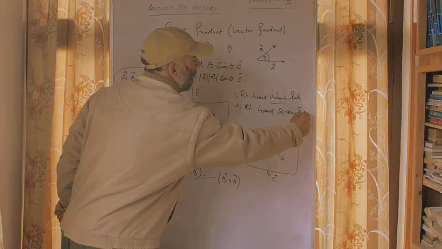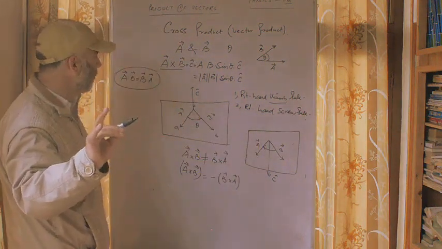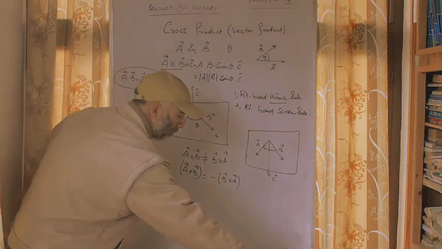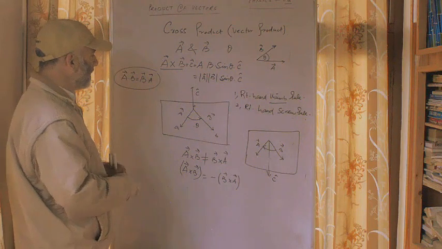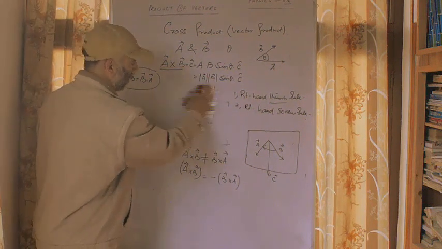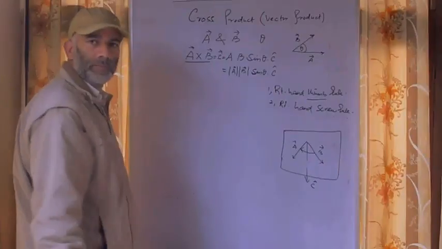Yeah, with the help of these two rules we can calculate the direction of the resultant vector in case of cross product of the vectors. Now there is one part of your question, that is the geometrical meaning in case of cross product. Geometrical meaning in case of cross product is equal to.